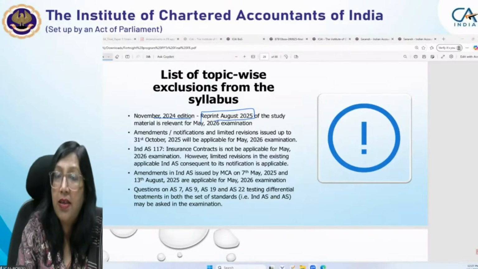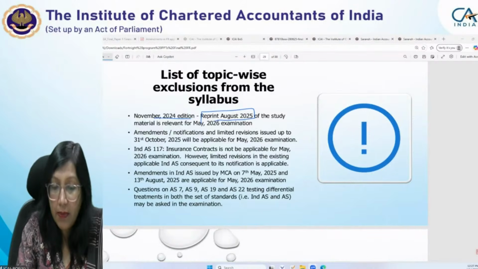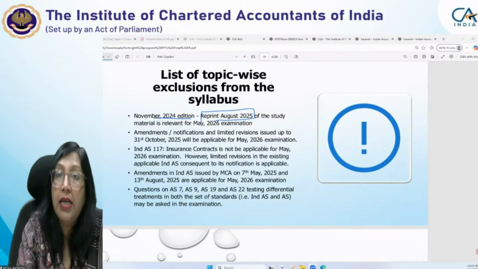Ind AS 117 is an industry specific standard, a newly notified standard, but it is not applicable to you because it's an industry specific standard.